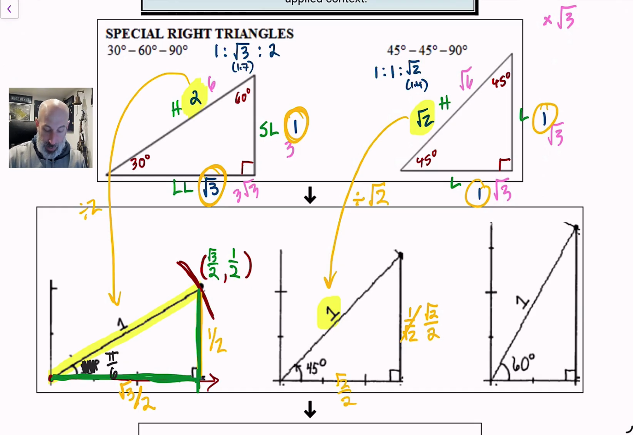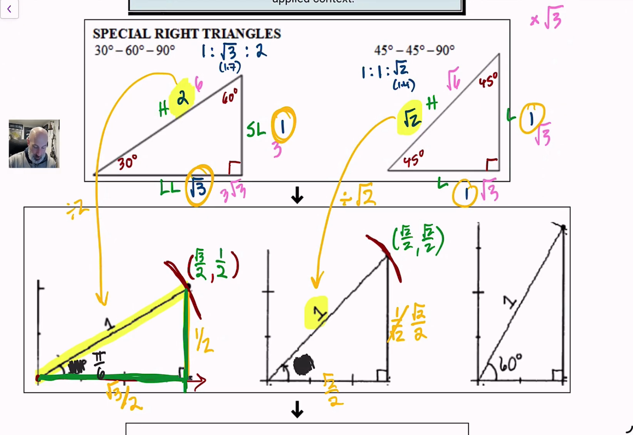And with the same layout, here's the edge of the unit circle. That ordered pair is going to be root 2 over 2 and root 2 over 2. This angle, of course, 45 degrees becomes pi over 4. And now we have another ordered pair radian angle combo.